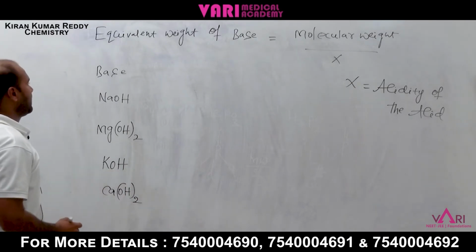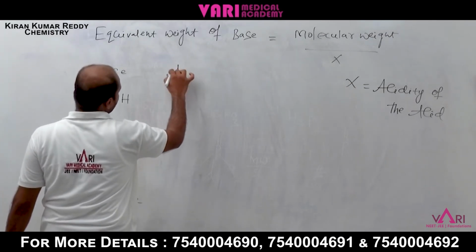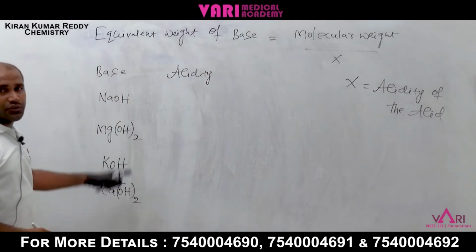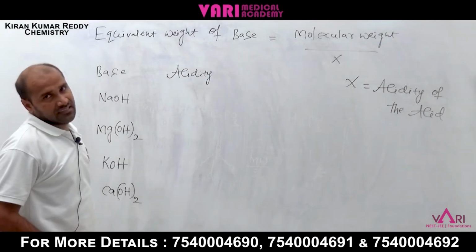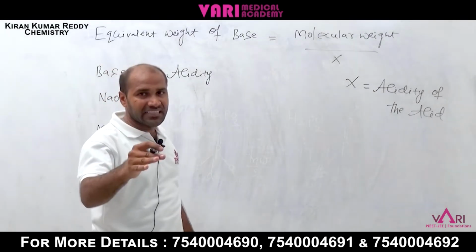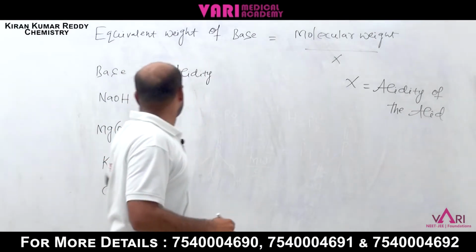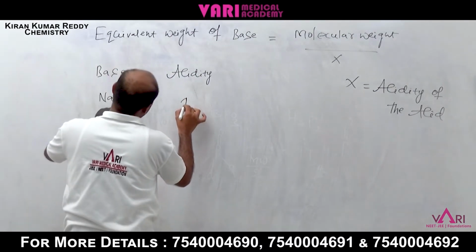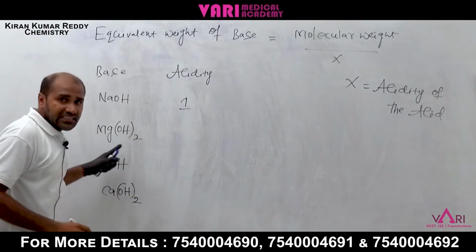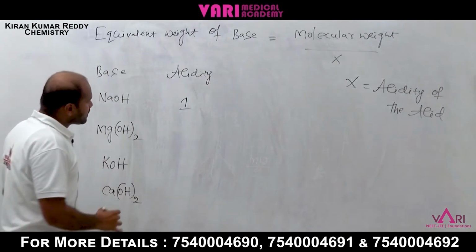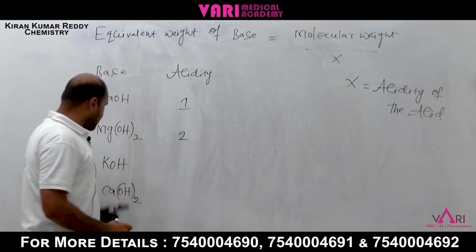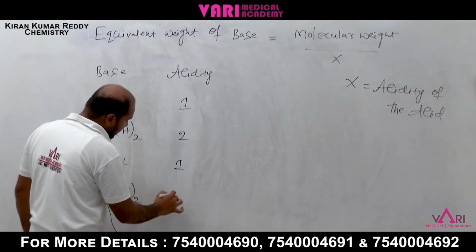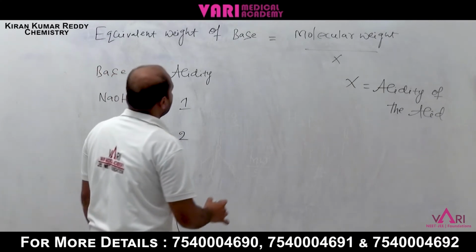These are the bases. Now what is the acidity of the base? Acidity of the base is the number of OH groups present in the base. In this NaOH, how many OH groups are present? One OH group, so acidity is equal to 1. If you take magnesium hydroxide, how many OH groups are present? 2. Here is KOH, how many? That is equal to 1. Now calcium hydroxide, 2.